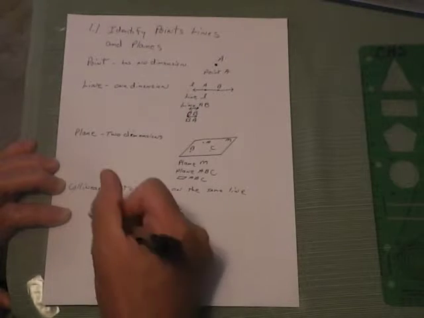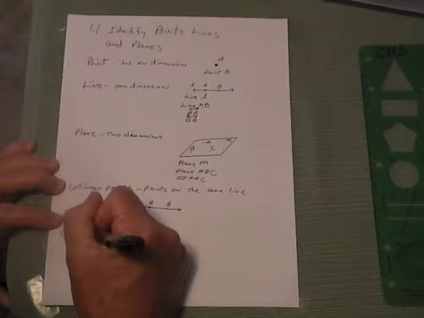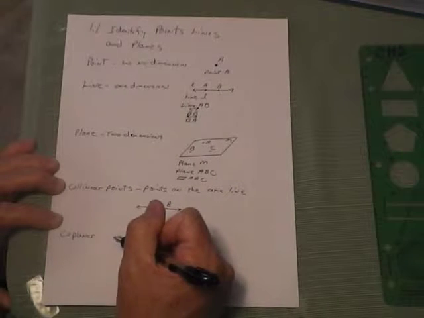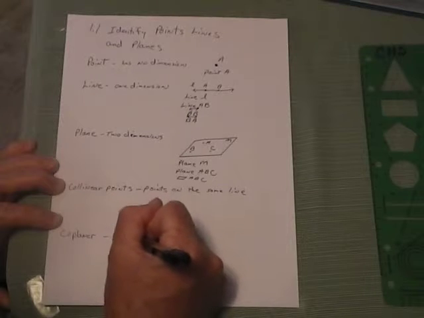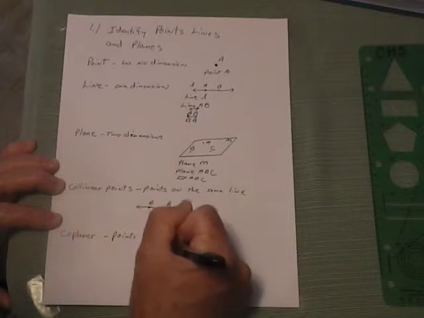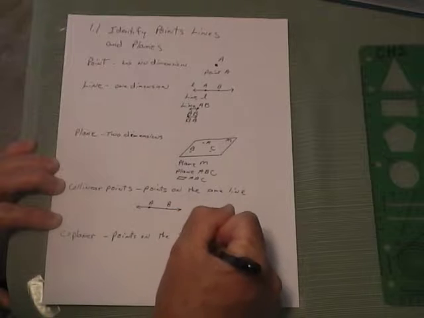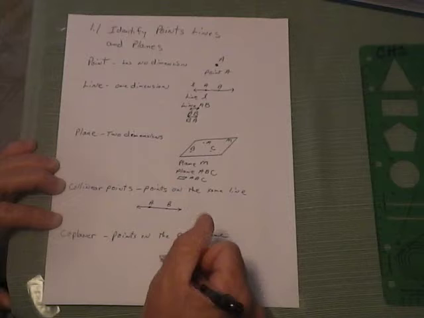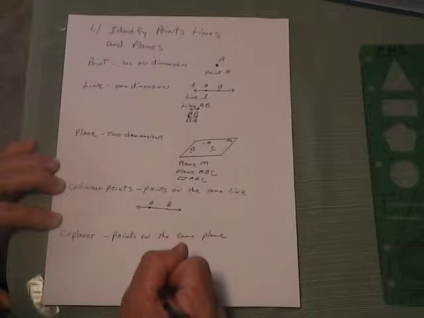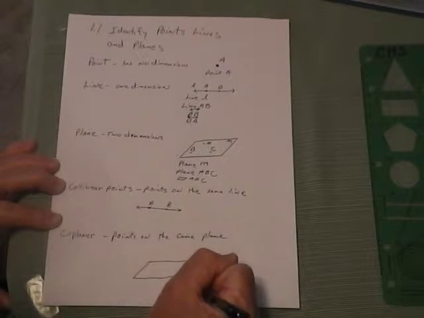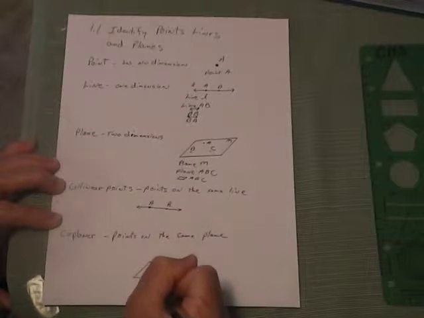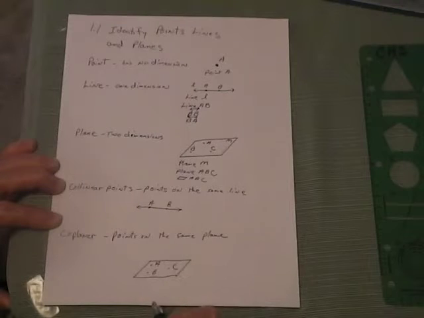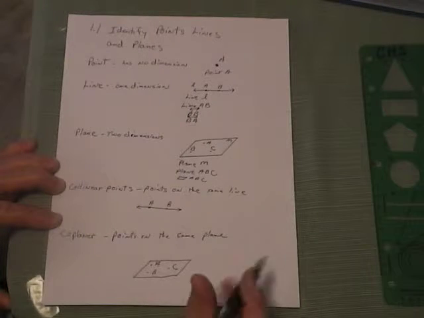the same line. Coplanar are points that are on the same plane. So if I had a plane with our points A, B, and C, then those would all be coplanar because they're all on the same plane.